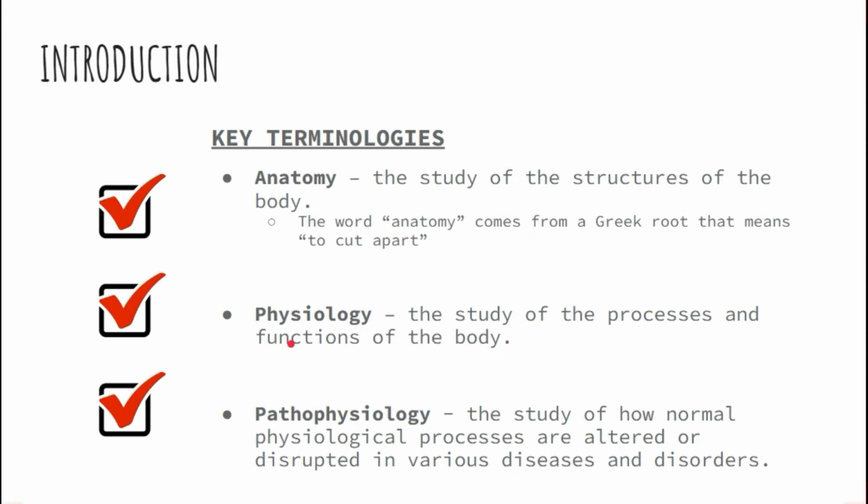And then for the pathophysiology, the study of how normal physiological processes are altered or disrupted in various diseases and disorders. Here, what is the disease process? How does a deviation from the normal happen, or how does a disease develop? So in summary, we can say that these are the terminologies.